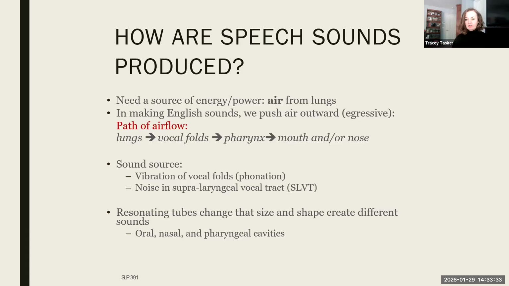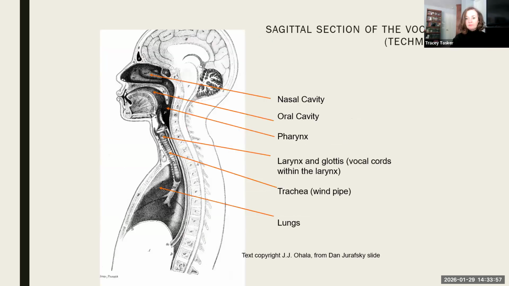That is really what we think of as everything above our vocal folds. So our jaw, our lips, our tongue, our nasal cavity. That's supra, meaning above. These different tubes that we're talking about will change their size and their shape depending on the sound that we're making. Okay, so let's get into it.